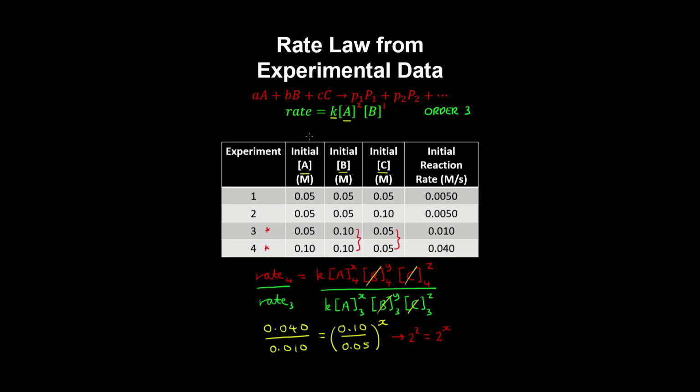And the unit for the rate constant can be obtained by substituting the units for the rate and the concentrations. So therefore the units of the rate constant will be molar to the negative 2 times the reciprocal of second.